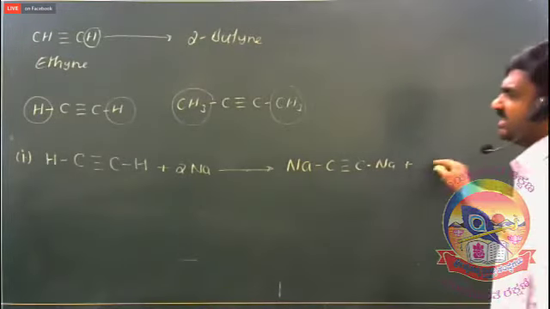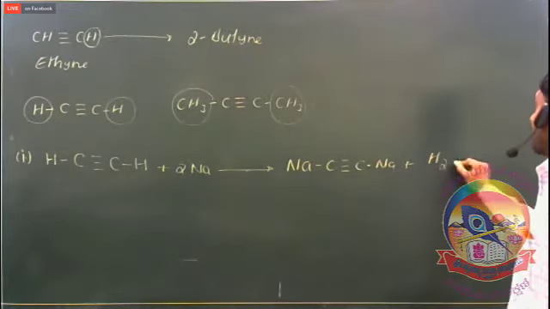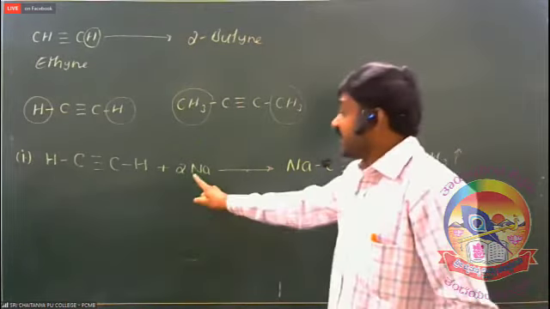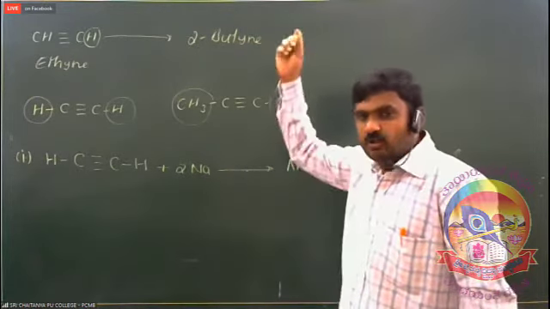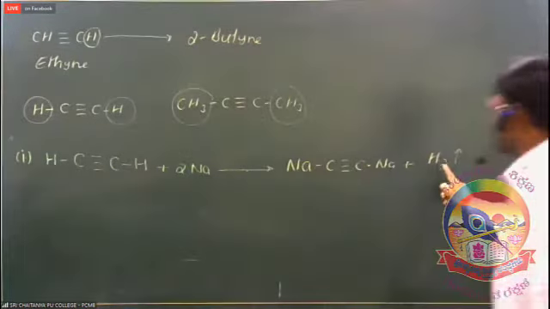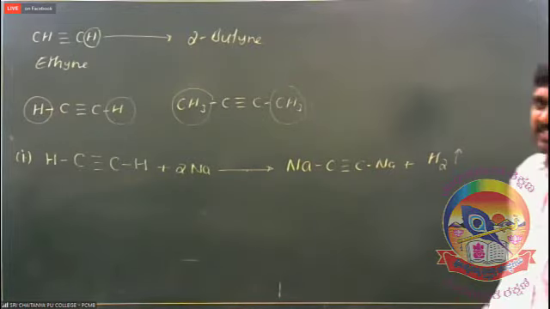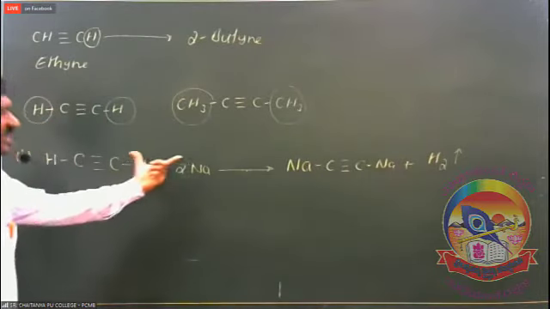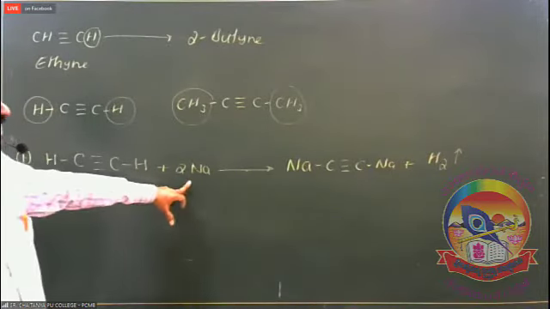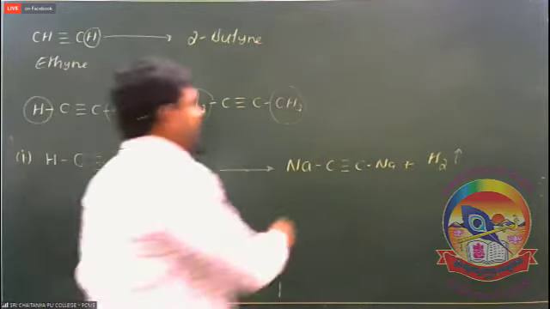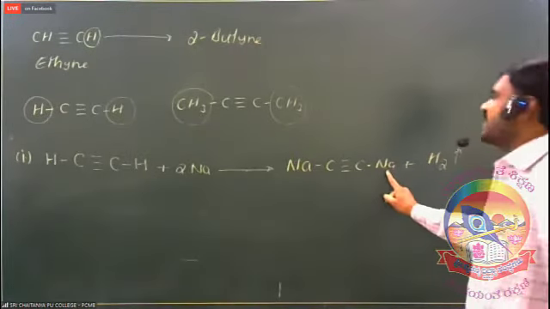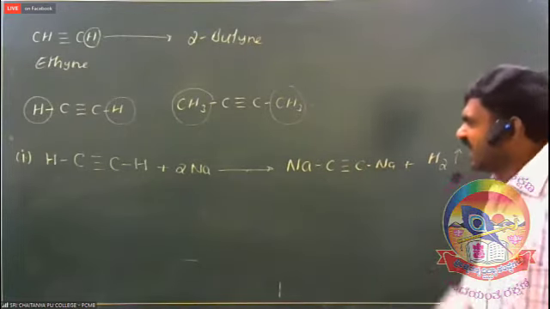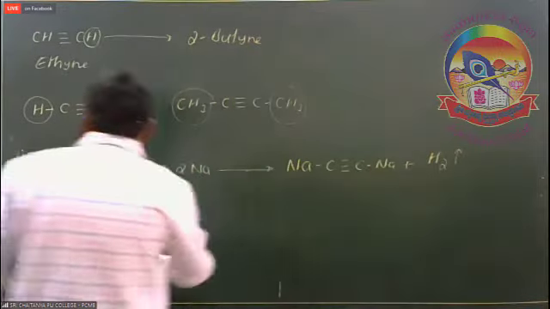Here what is the byproduct? Hydrogen gas is liberated. Acids react with active metals above hydrogen in the electrochemical series and liberate hydrogen gas. So these 2 are acidic hydrogens, and when acetylene reacts with sodium metal, it liberates hydrogen gas. It contains 2 sodium, so it is called disodium acetylide.